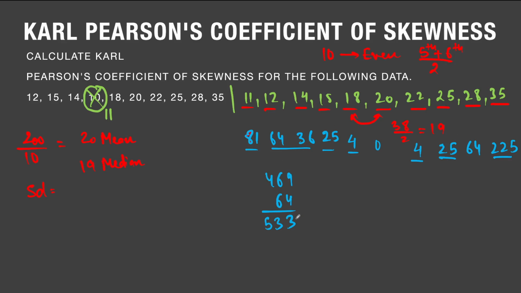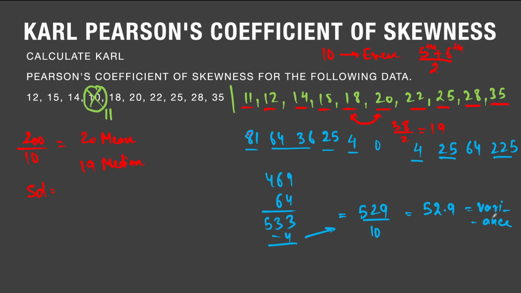Well, I just realized that there is a small correction. The 4 has been added thrice. It was supposed to be added 4 times, so I'll quietly do a minus 4 here, and my final answer is 529. Now this 529 has to be averaged out. So 529 upon 10 is 52.9. This is the value of my variance.